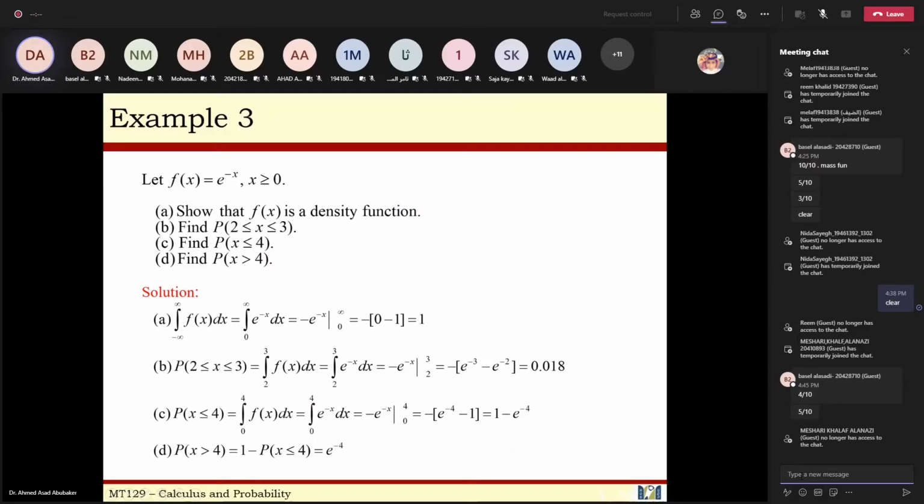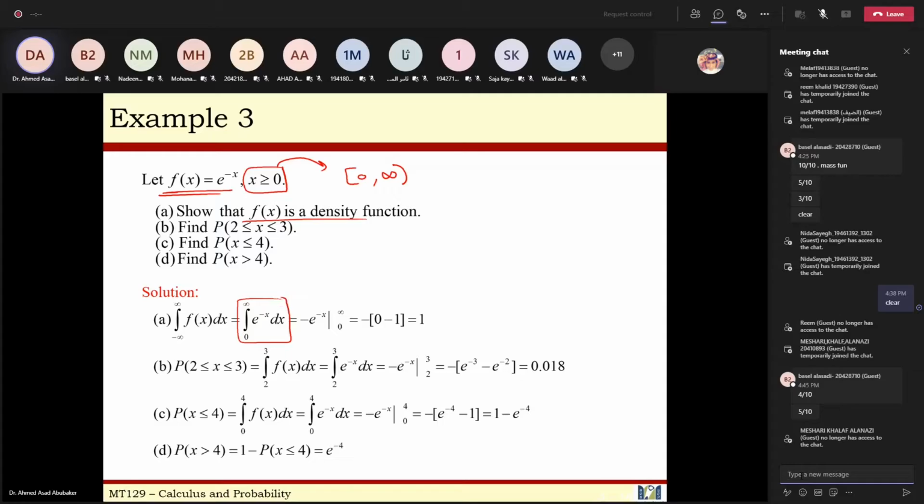Look at this also. We have f of x and the interval x greater than 0. X greater than 0 means from 0 to infinity. Otherwise, the function is 0, because they defined this function for this interval. So otherwise, the function is 0. Now, show that f of x is a density function by the integral from minus infinity to infinity, but we have the interval for this function only from 0 to infinity.